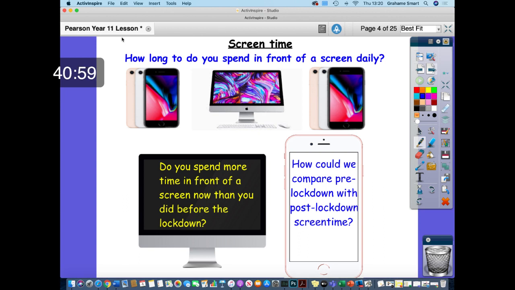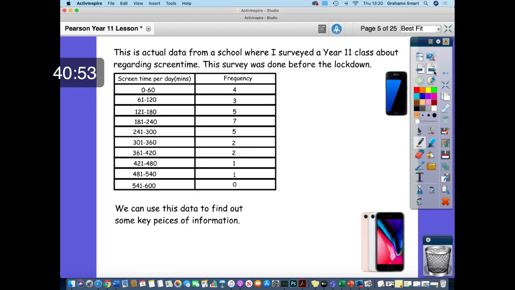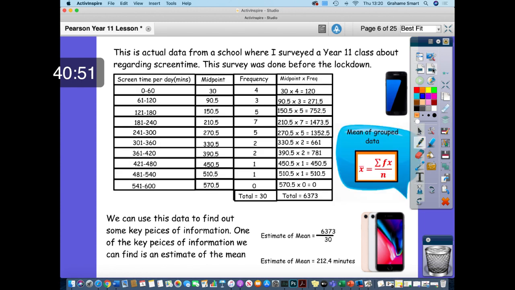And we're going to start off with comparing pre and post lockdown screen time data by working out an estimate for the mean. Now it has to be an estimate for the mean, okay folks, and the reason it has to be an estimate is because we have intervals. So for instance 0 to 60, and I just want to quickly go over this. 0 to 60, there's 4 people that spend somewhere between 0 to 60 minutes in front of a screen.